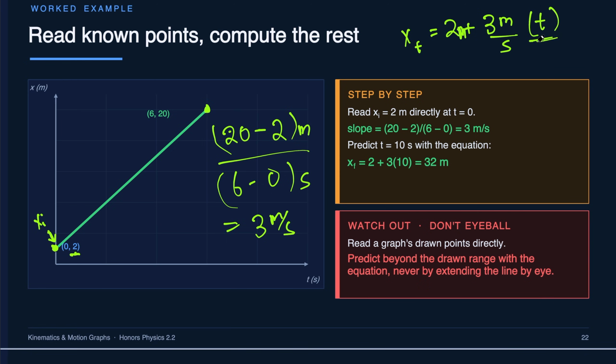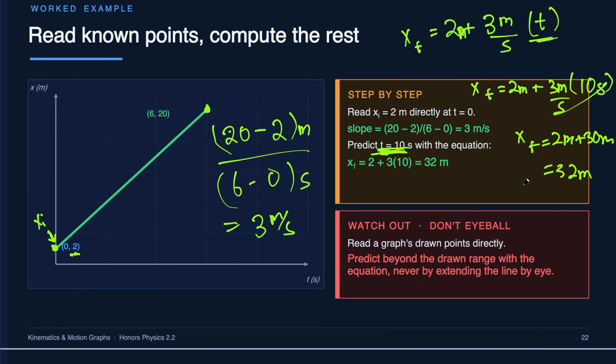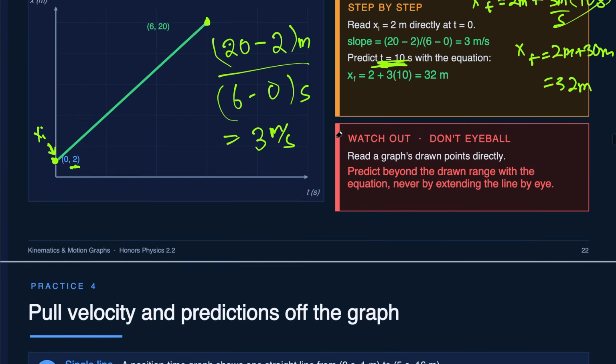We don't know what the time is because we can put in any time. And if I asked you to find the distance at t equals 10 seconds, how do you do that? You just plug in: x final is equal to 2 meters plus 3 meters per second times 10 seconds. Cancel out these. X final is equal to 2 meters plus 30 meters, or 32 meters. So you'd have to write out an equation like that for a graph.